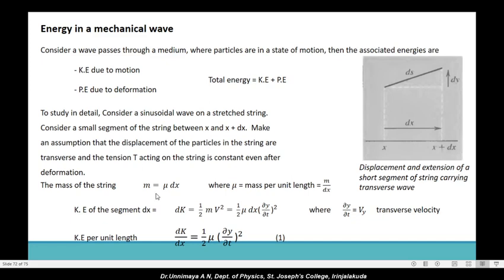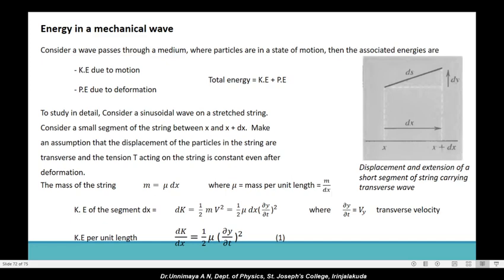These are our assumptions. Then we know that mu, we have already defined mu. Mu is mass per unit length, that is m per dx. So here dx is the segment, the length of the segment we have taken.